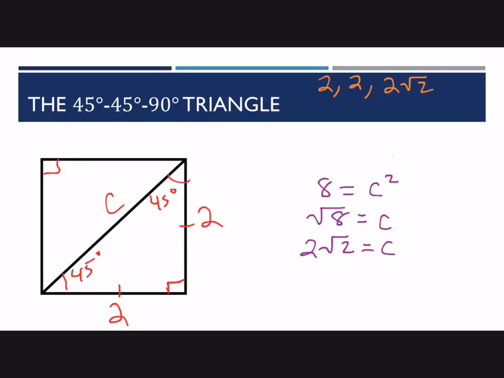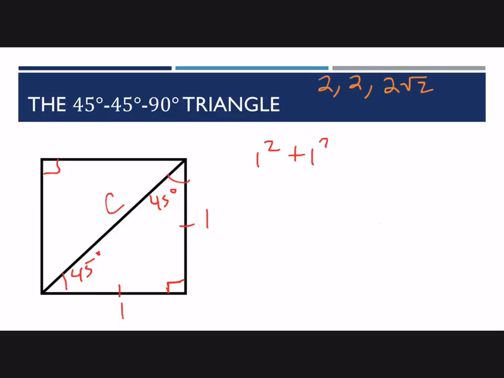Let's do another example. Let's say that those side lengths each measured 1. Now the Pythagorean theorem would be 1 squared plus 1 squared is C squared. And we would get 1 squared plus 1 squared is 2. And then when you square root, C would be the square root of 2. So that's another option. We could have 1, 1, square root 2.